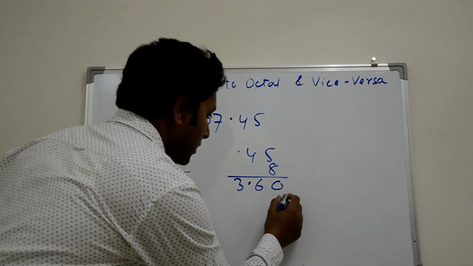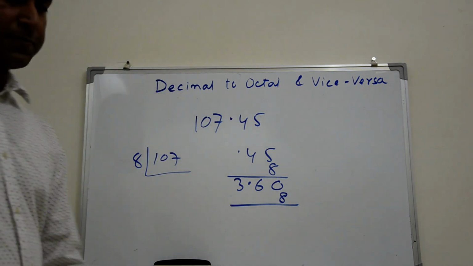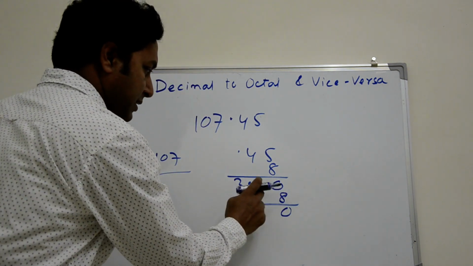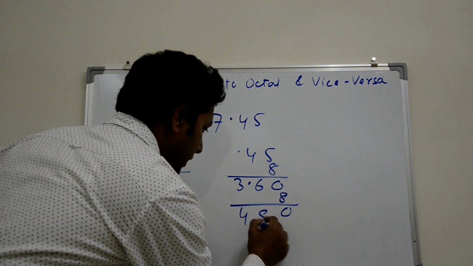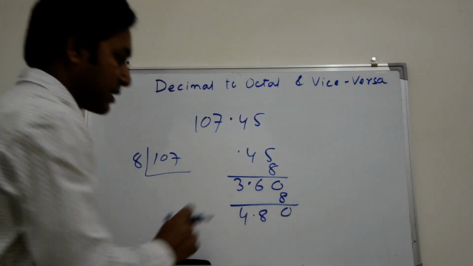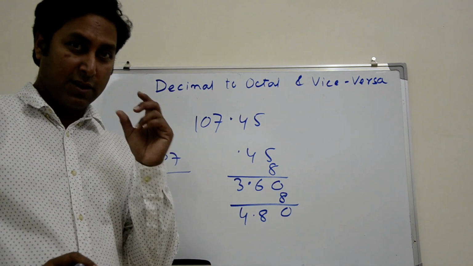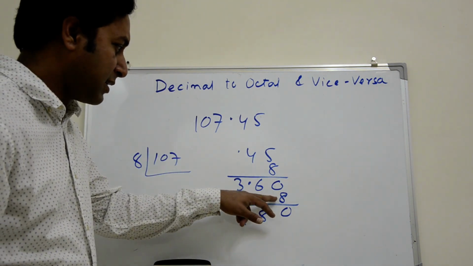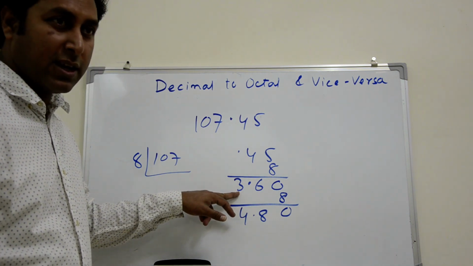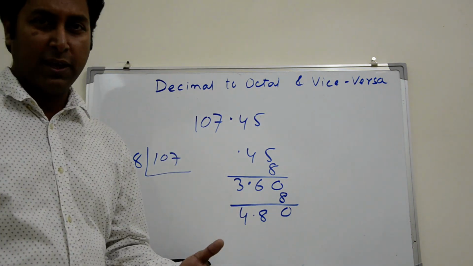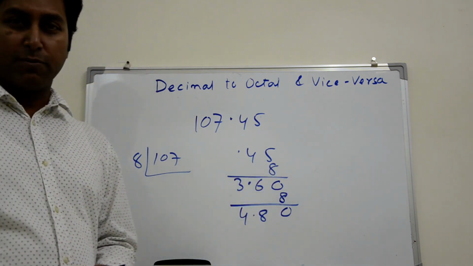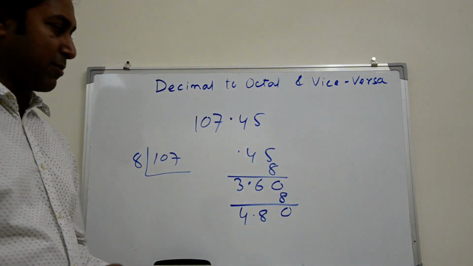Now again you multiply this one by 8. 8 6s are 48. So we got 4 as an answer. Remember one thing: don't ever multiply this 8 by this 3. If you do it, your answer will be wrong. Always multiply only what is after the decimal point.